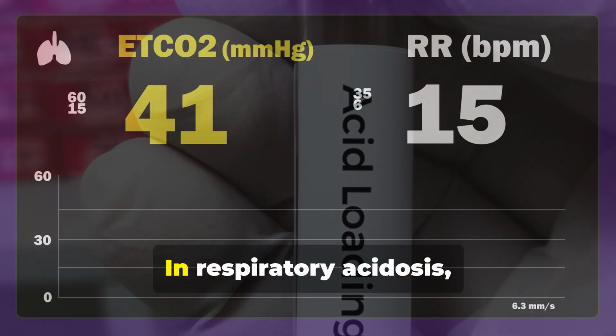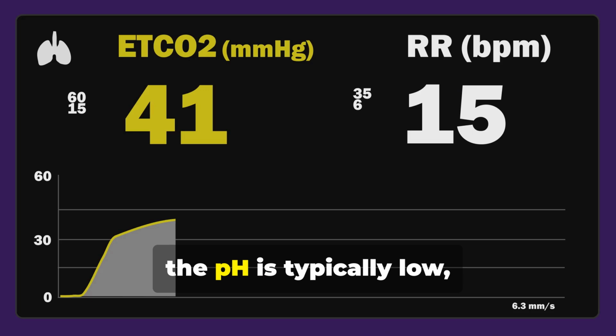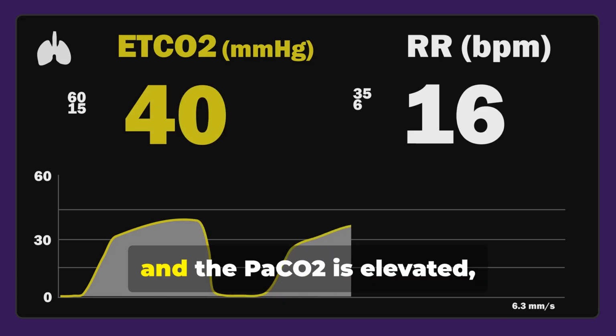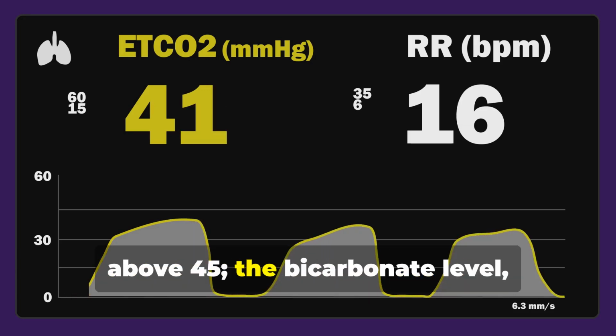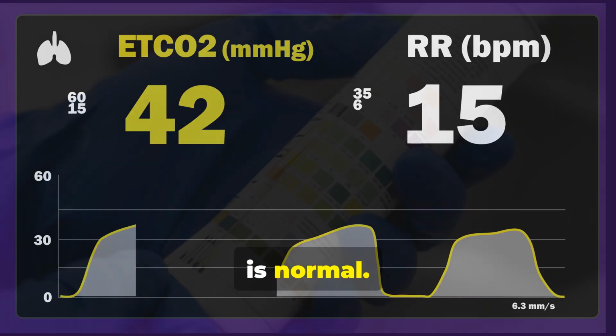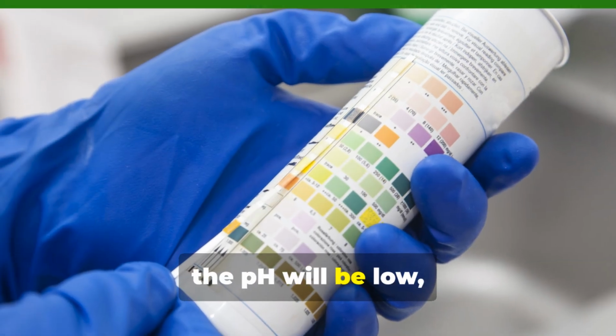In respiratory acidosis, the pH is typically low, below 7.35, and the PaCO2 is elevated, above 45. The bicarbonate level, HCO3, is normal. So remember, the pH will be low and PaCO2 will be elevated.